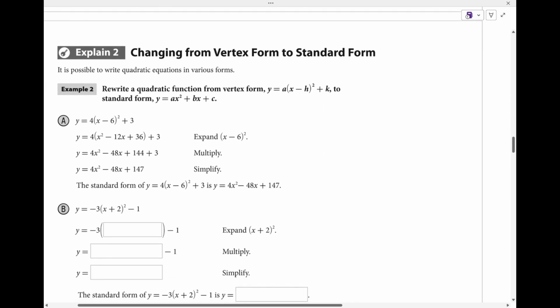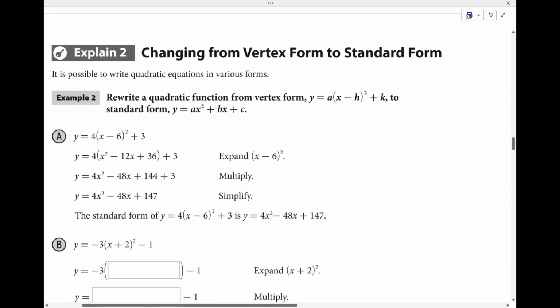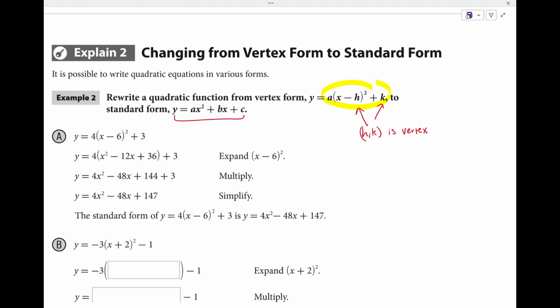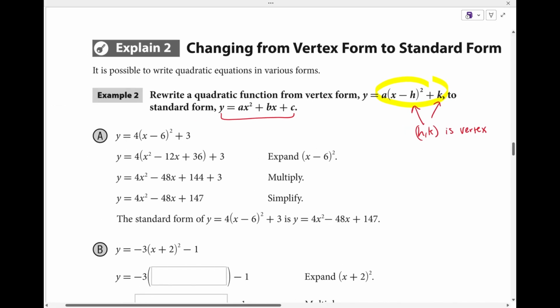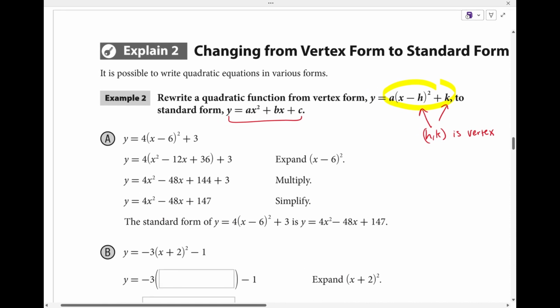Alright, next section, we're going to change vertex form to standard form. Remember, vertex form looks like this. We can easily find the vertex from it. It's just your h and your k. H and k is the vertex. And we want to change it to standard form. So all we got to do is use some algebra to expand things out to change it. So over here I'm starting with a.